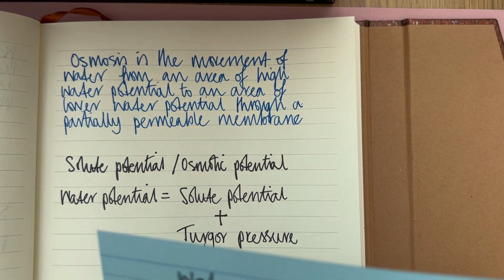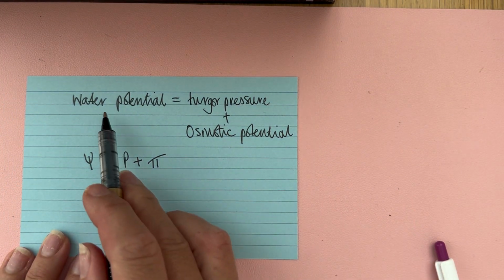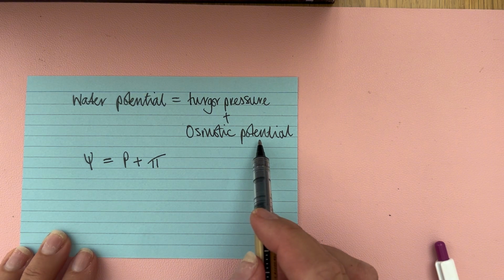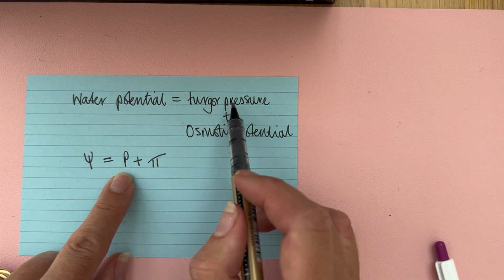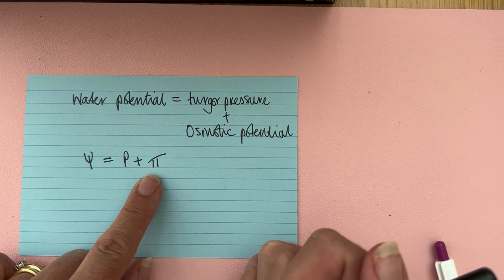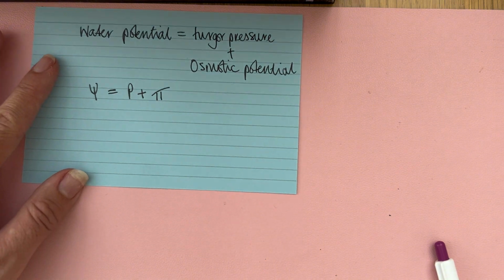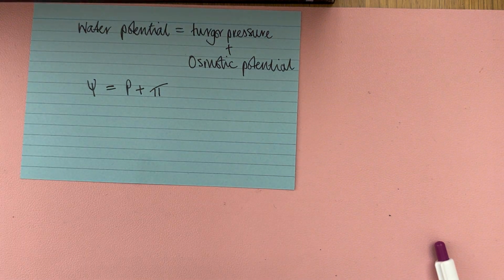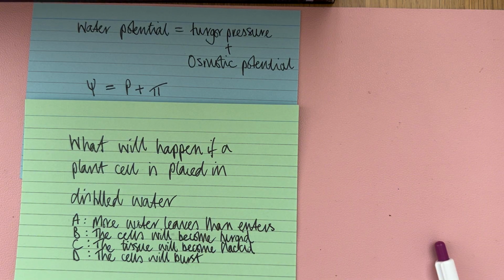So we can look at that and have a look at some of the types of exam questions that we get on this. So often they give you the formula. So water potential is turgor pressure plus osmotic potential. You can write it out in these symbols. That's a psi. Psi, water potential, equals turgor pressure, P, plus pi, which is a bit weird because obviously that's the same as the pi we use in maths, the same symbol, but it's actually referring to the osmotic potential here. And in these exam questions, they give you that, and then this is the type of question you end up with. What will happen if a plant cell is placed into distilled water?